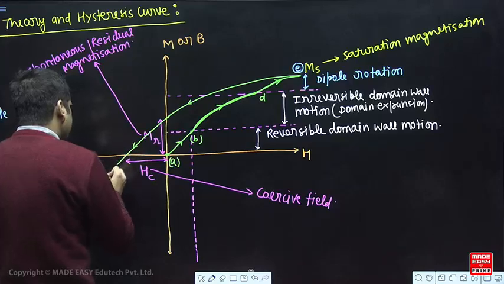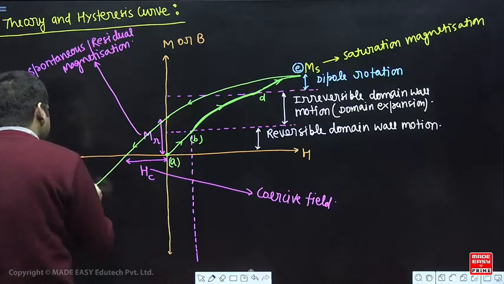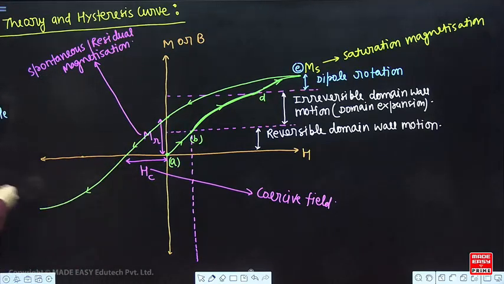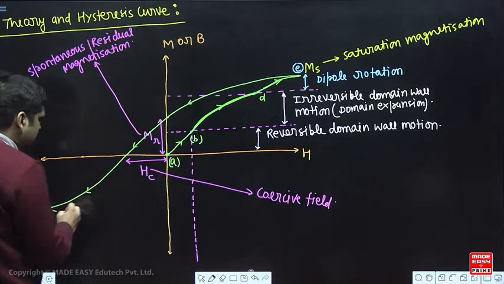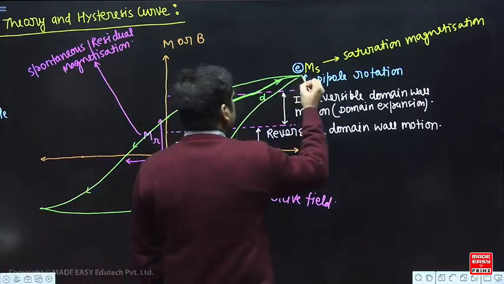Now if we keep on reducing, all the dipoles will rotate. They come in the other direction and become parallel to each other. In the other direction you will get the maximum value, and then further if you increase, the curve would be going like this.